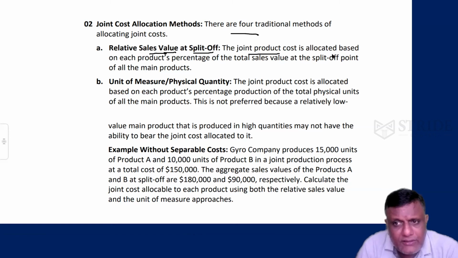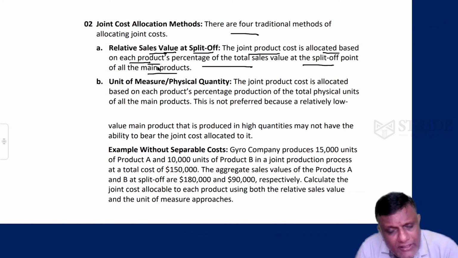So the joint product cost is allocated based on each product's percentage of total sales at the split off point of all the main products. Suppose at the split off point itself there is a sale taking place for each product; using that sales ratio, the joint cost can be allocated. The joint product cost can be allocated based on each product's percentage of total sales value at the split off.